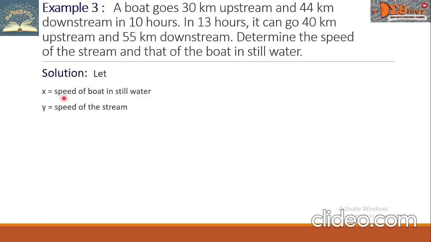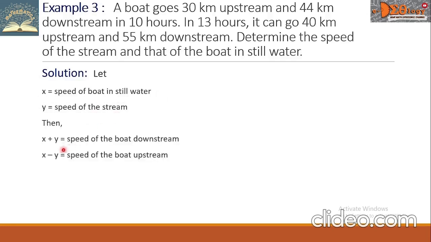We let x equal the speed of the boat in still water. We let y be the speed of the stream. Also, x plus y is the speed of the boat downstream, while x minus y is the speed of the boat upstream. Also, remember that time equals distance over speed.